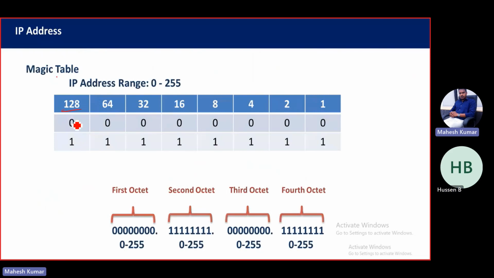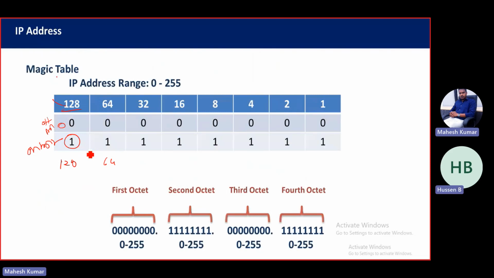128: if it is 0, then it is an off bit. If it is a 1, it means an on bit. We call it on bit. So if 1, then we'll count 128. If it is a 0, then we count it as 0 only. If 64 is on, we count it as 64, like 32, 16, like that we will count.